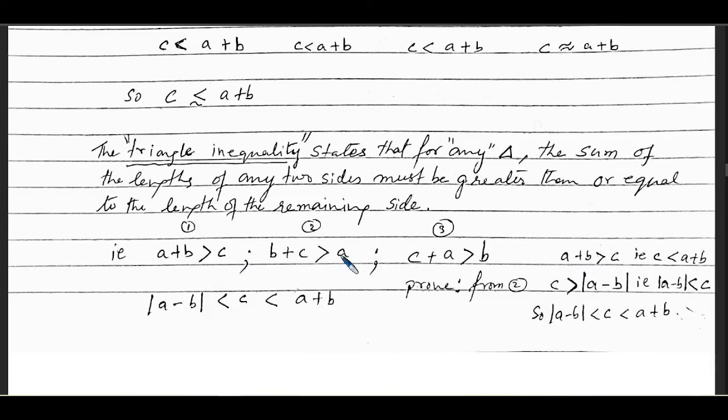And also B plus C is greater than A. If I subtract B from both sides, C is greater than A minus B, or it can be B minus A also. So for A minus B or B minus A, I am taking a mod, because a negative value has no meaning in the measure of the length of a line. So C is greater than the mod of A minus B, that is, the mod of A minus B is less than C. So I can write mod of A minus B is less than C is less than A plus B. This is called the triangle inequality.